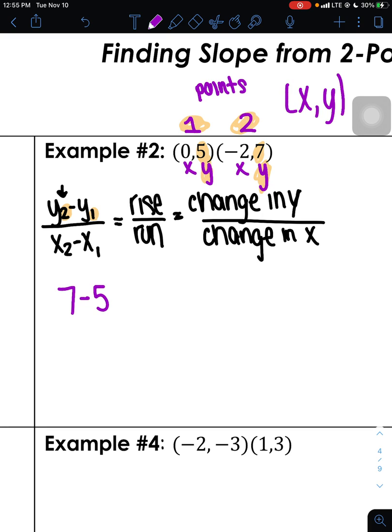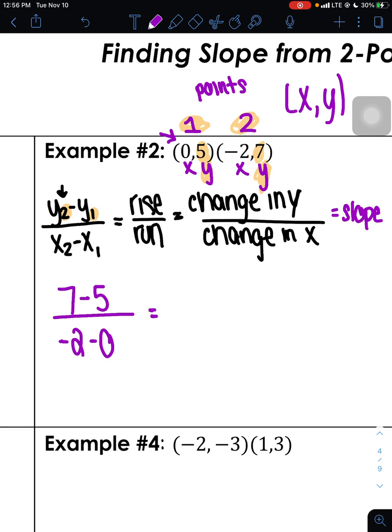So now I have 7 minus 5, and I'm going to do the same thing for x2. I'm going to look at the second point, x term. I see that's negative 2. Now make sure that we put in that negative sign, because we know that can completely change our answer. And then I'm going to have the x1 term to be 0, because I see that is the x term in the first point. So now I'm just going to simplify this, because this is going to be equal to the slope. This is going to tell me how fast my graph is changing.